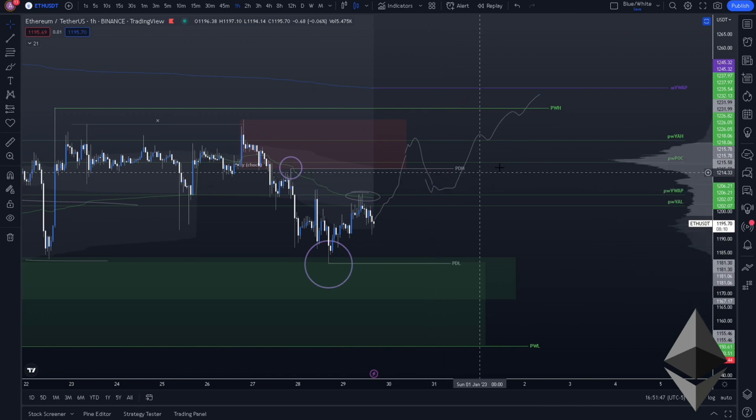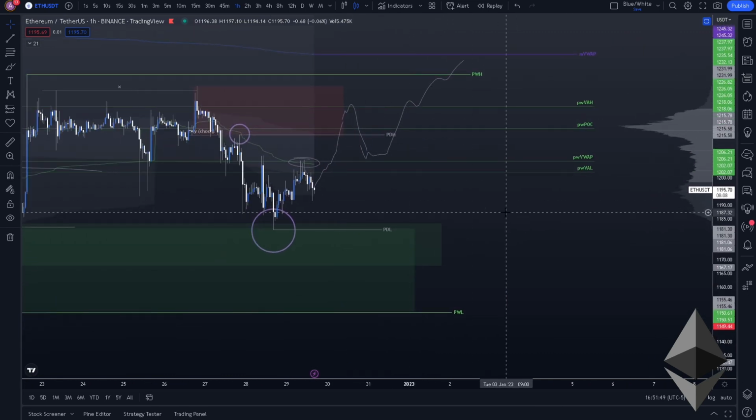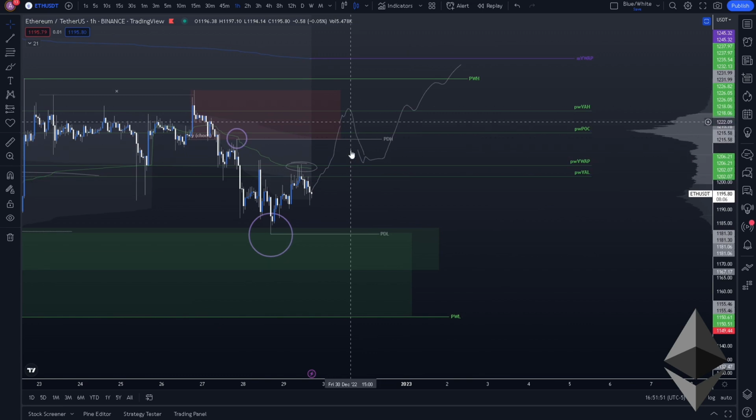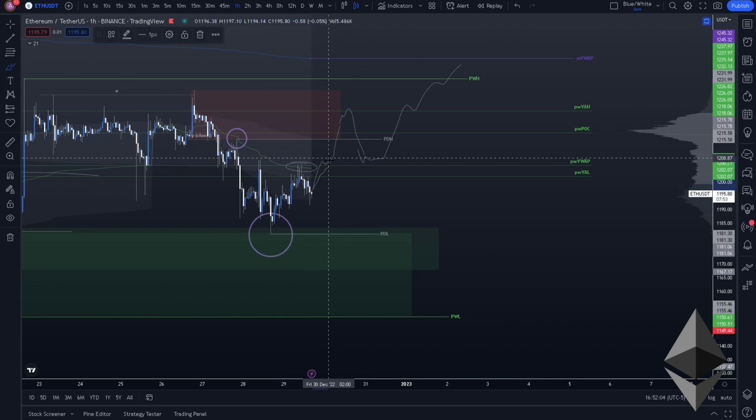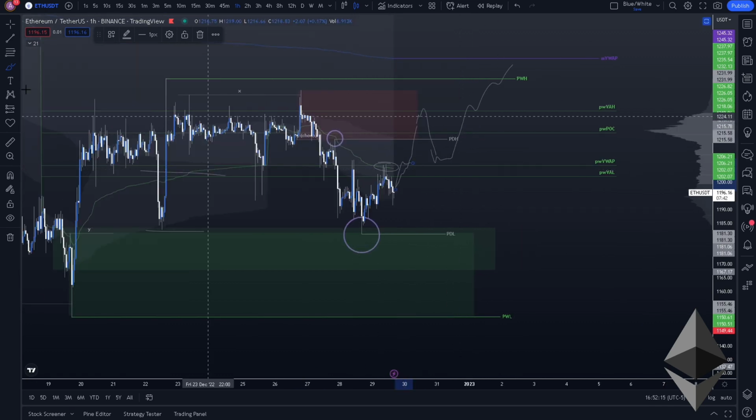So just to recap, there are some levels that Ethereum really has to overcome. The previous week value area low is kind of where we're getting rejected. Same with the previous week VWAP. They're just points of high rejection right now. But if we can reclaim these levels one at a time, and then reclaim the previous week POC and candle close above 1215, then we're looking fairly bullish, and that would be my long trigger.